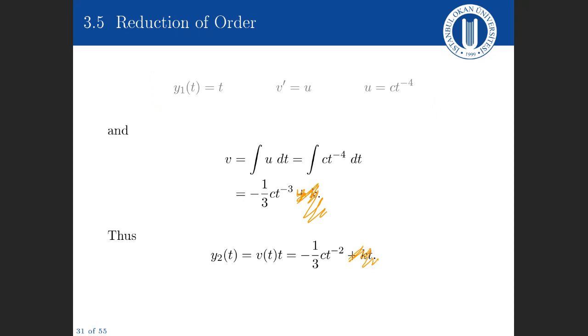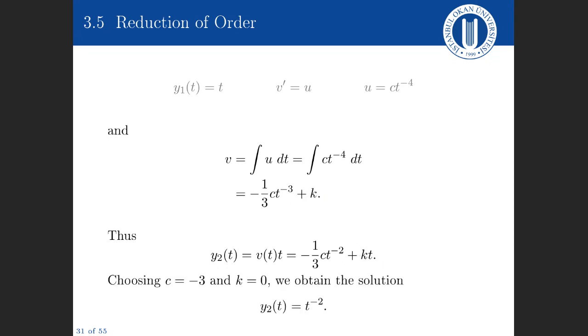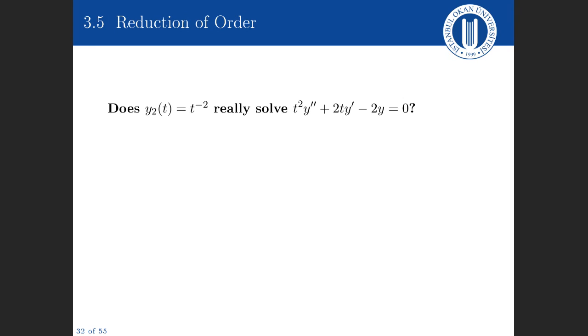We're going to choose the value of c just to simplify this. y2 must be v times t, or minus 1/3 c t to the power minus 2. And then, just to make this look nice and simple, we can choose c is equal to minus 3, and we can get the answer to this question. y2 is t to the power minus 2. Okay. So that would be the end of the question, if you were asked it.